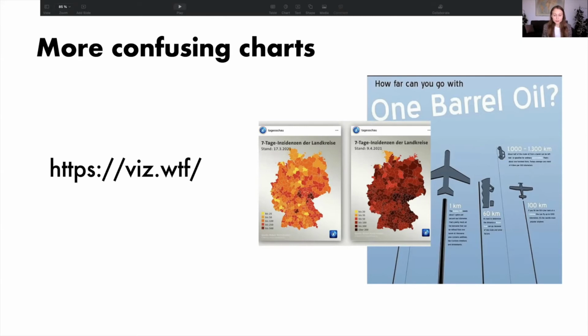And to train your critical evaluation skills, I would recommend you check out this website, and you'll be surprised how many mistakes and confusing charts are made by large corporations. So the main point is that there is nothing wrong with mistakes, as long as you learn from them.